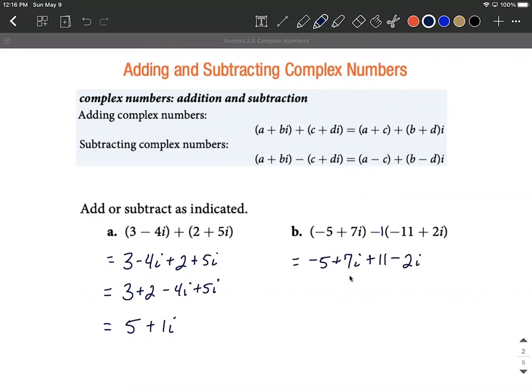Again, this really is just combining like terms. At this point, we have negative 5 plus 11, and I could rearrange these, or you can just do it in your head. 11 minus 5 makes 6, and 7i minus 2i makes 5i. So our real part here is going to be the 6, the imaginary part is going to be the 5.